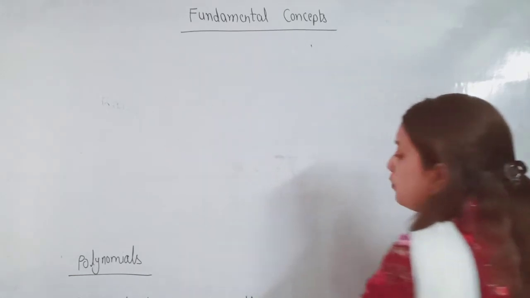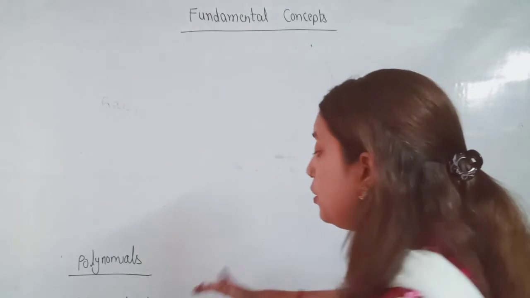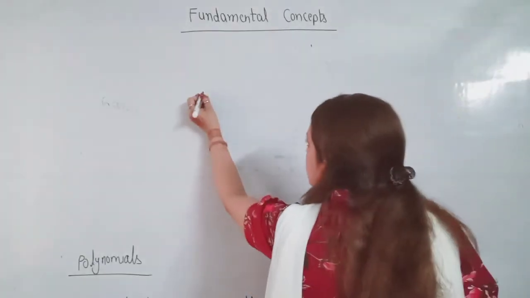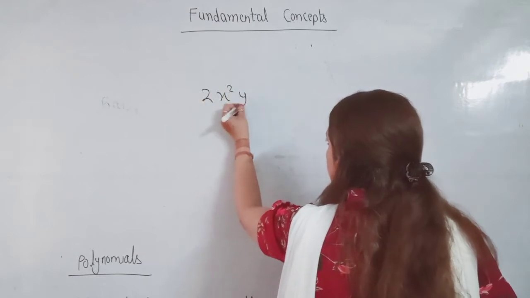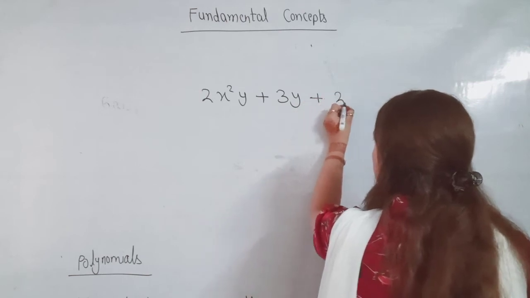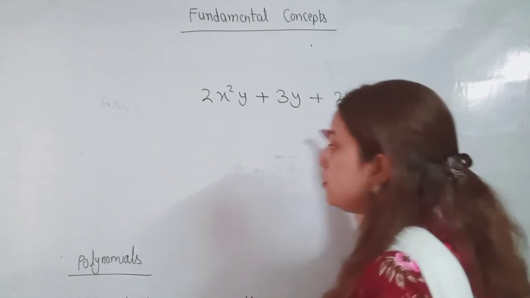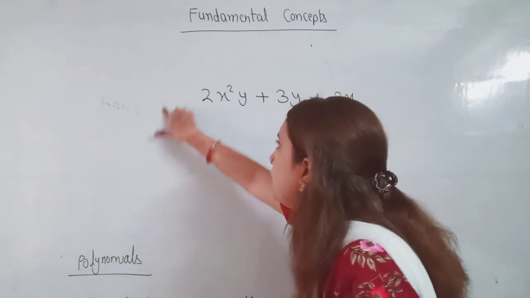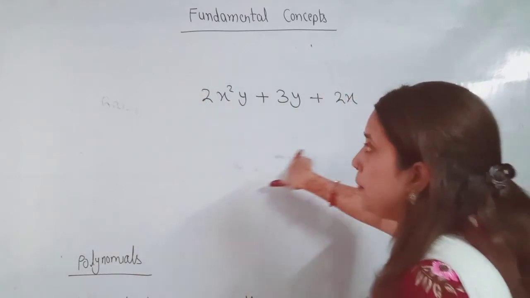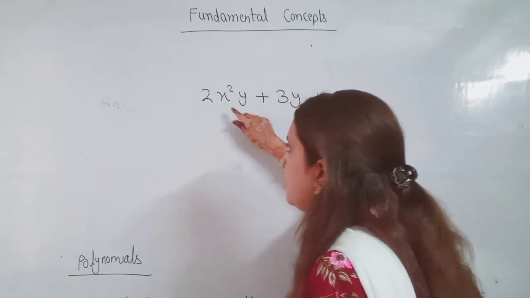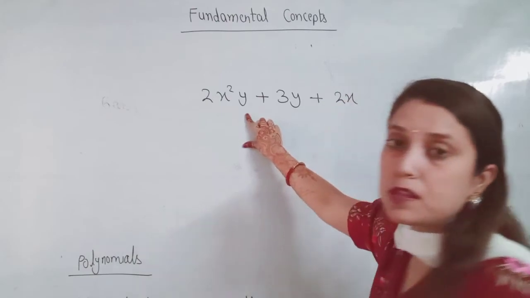Okay beta, so this is all about polynomial in one variable. And polynomials can also have 2 or more variables. Suppose we have 2x square y plus 3y plus 2x. This is also a polynomial, but this is a polynomial in 2 variables. Here in this polynomial there are 2 variables, one is x and the other is y.